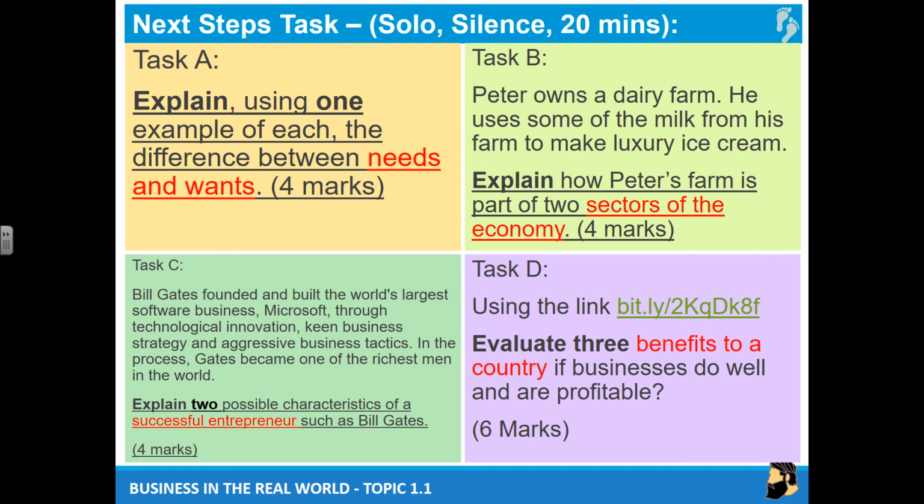But it's just an activity for you to get your thinking hat on, basically, and to pursue it even further. So if you're in my lesson, I've already marked your test, and you will know in the next steps task sheet which letter tasks I want you to go and attempt.